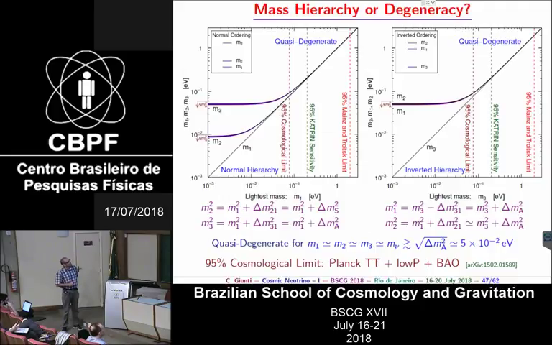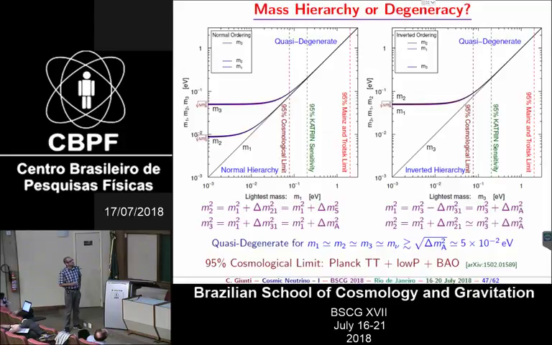In the case of the inverted ordering, the situation is different here, because you can see that nu1 and nu2, the difference between the two is always the solar delta m square. So this is the small one. So these two are always quasi-degenerate in this kind of plot, and m3 can be much lighter here.